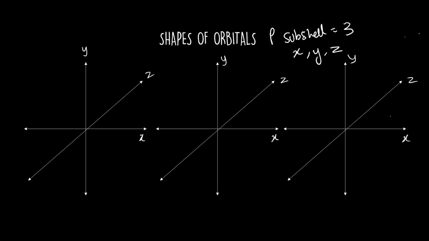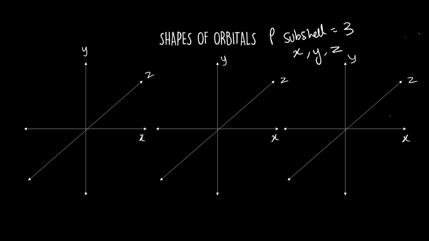Now the p orbital looks dumbbell shaped, like an hourglass. I hope you guys have seen something like this. This is called an hourglass. So you see this sand coming down, and this is basically a way of measuring time. So it looks like an hourglass, it looks like a dumbbell.